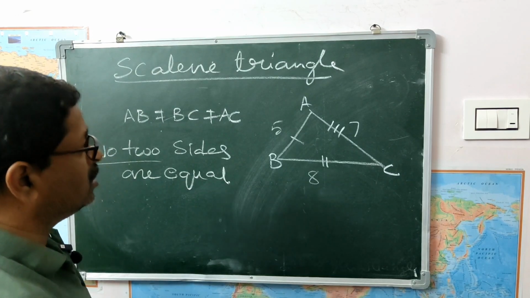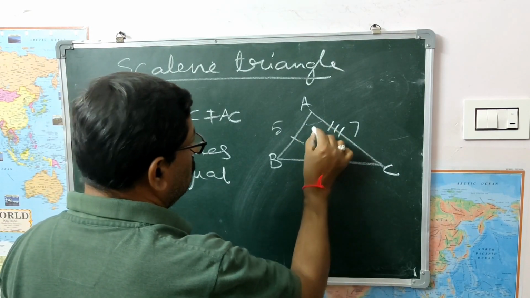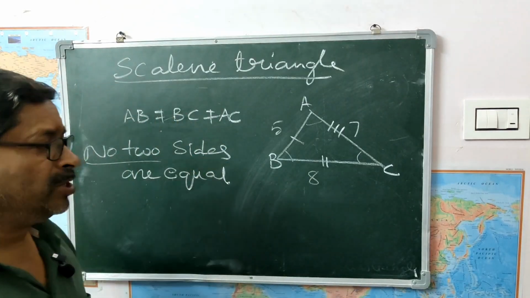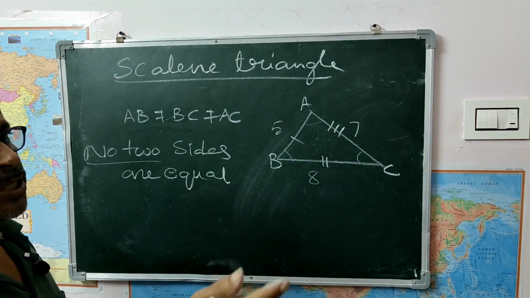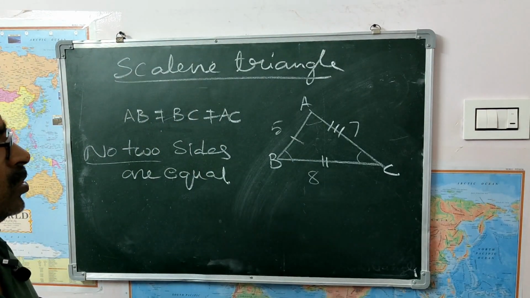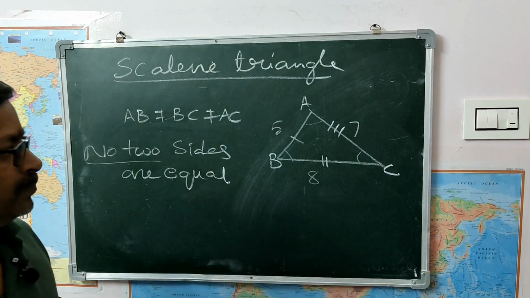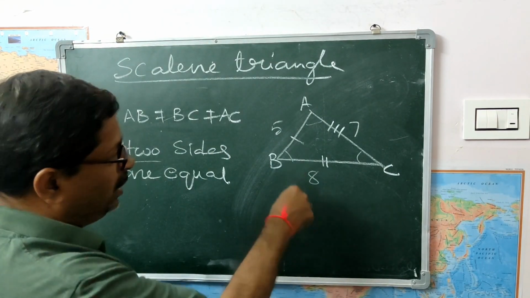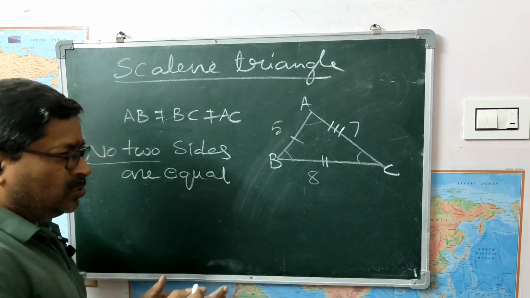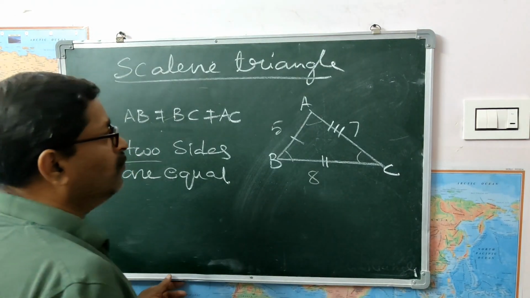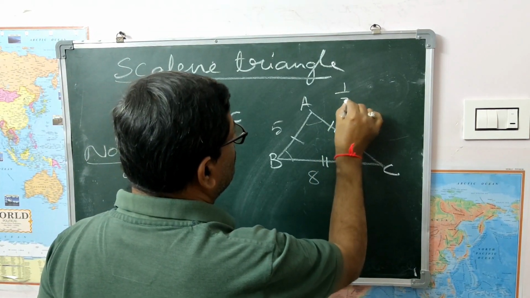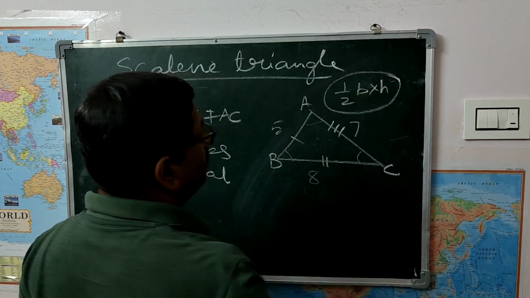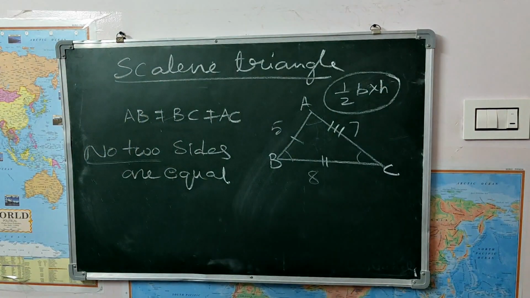And it is the same case with the angles also. No two angles are equal, because if two angles are equal, it becomes isosceles. Remember that. Likewise, coming to the area, if there is no condition specified, we apply the same formula, half into base into height, to find the area of this triangle.